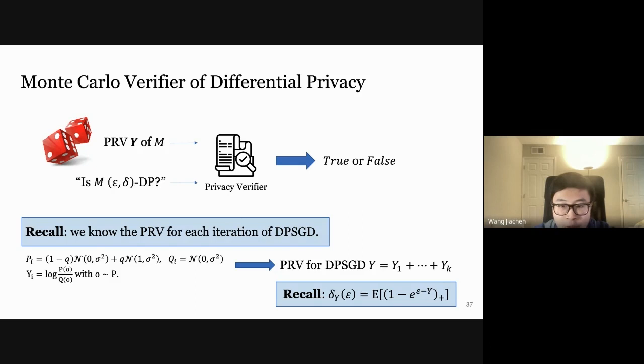And note that this is only for the specific application of DPSGD. Given this sampling oracle of the PRV, one way to verify the validity of the proposed epsilon.